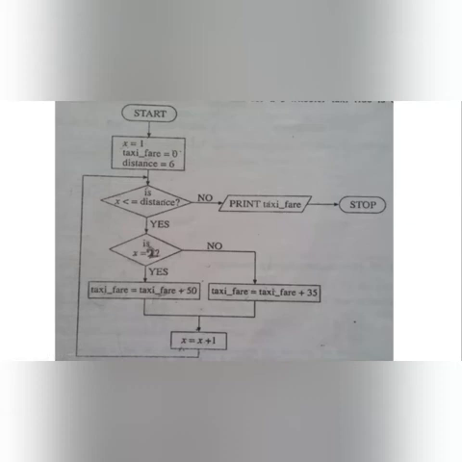Let's try a past paper question. So over here, this flowchart also starts with the start circle, as all flowcharts do, and in this box here they say x equals 1, taxi fare equals 0, taxi fare for a car, distance driven by the car equals 6.